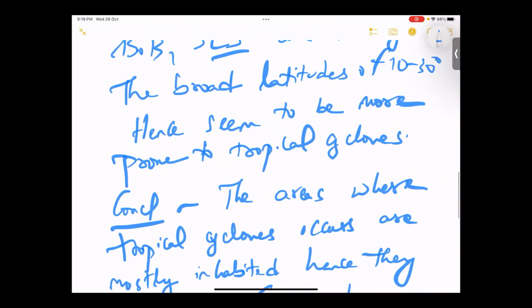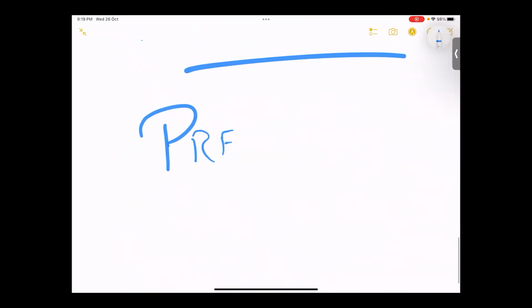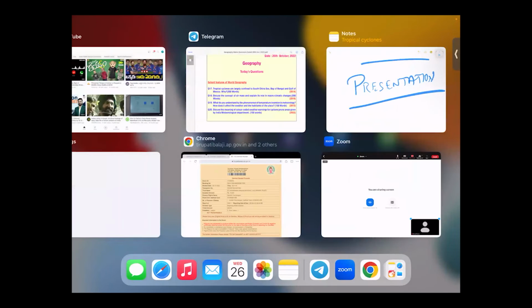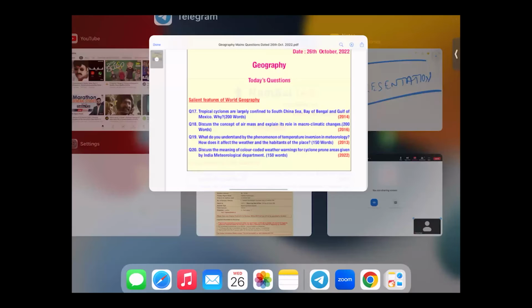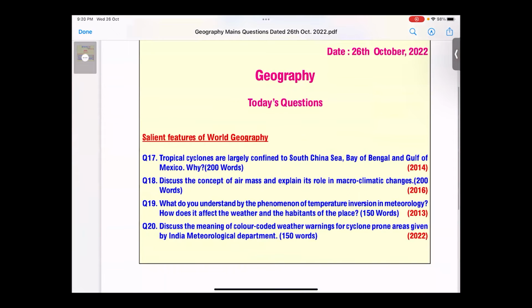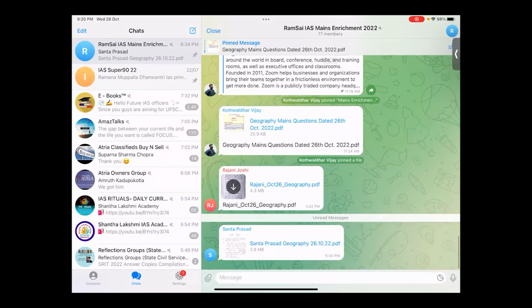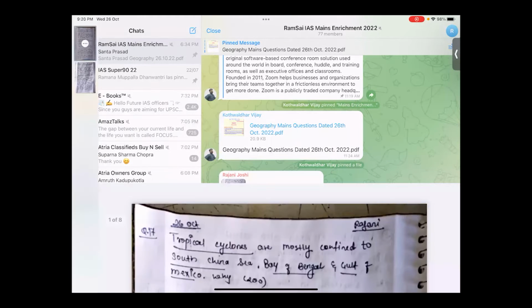With regard to geography, I am again repeating, please concentrate only on presentation. Try to draw figures and diagrams. It will fetch you that extra half mark. That will be very much sufficient with regard to geography. Good.